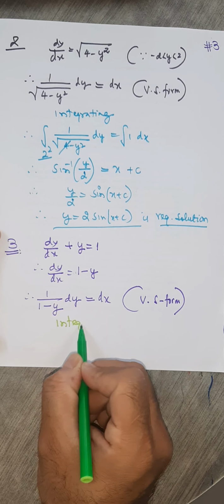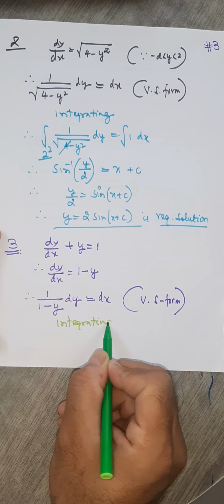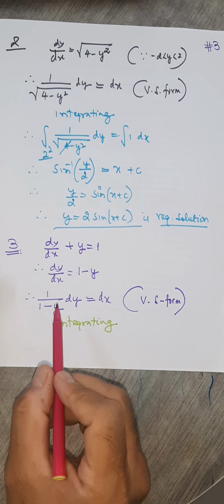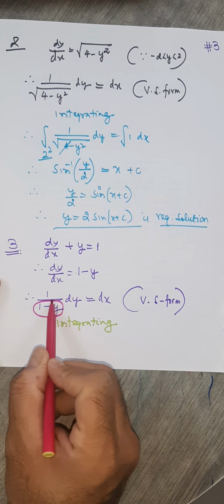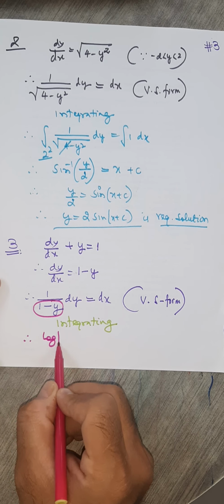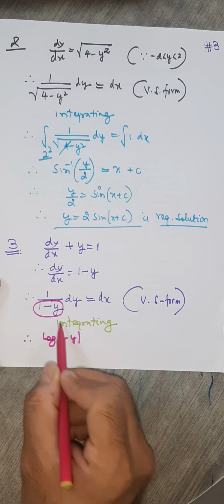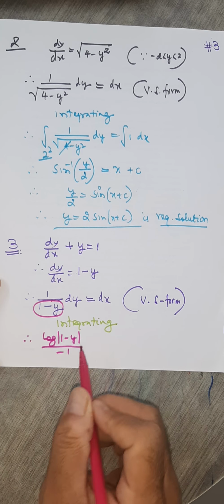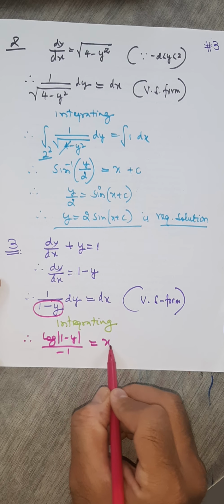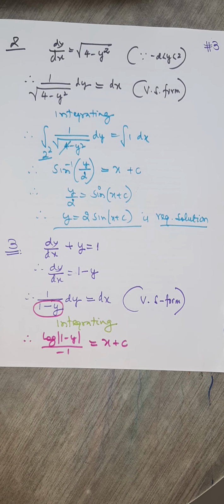So let's integrate this. Can you tell me what's the integral of the first term here? It is like 1 upon y. This is a linear function, you know. So you can imagine this is like y. What's the integral of y? Log of mod of 1 minus y upon the coefficient of x, which is minus 1, equals to, what's the integral of 1 here, which is x plus c.